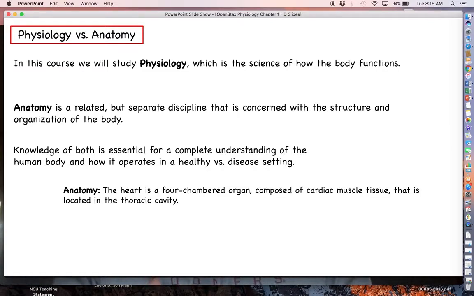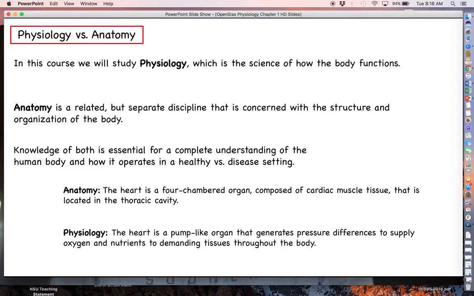If this were an anatomy class, you might see a statement like this one right here. The heart, if we're focusing on the cardiovascular system, is a four-chambered organ. It's composed of cardiac muscle tissue, and it's located in the thoracic cavity. This is a perfect statement for an anatomy class because it covers what the heart looks like, what it's made of, and where it's located. But you'll notice it doesn't provide a whole lot of insight into function. What is the purpose of the heart? How does it do what it does?